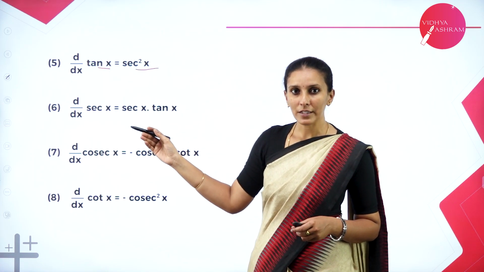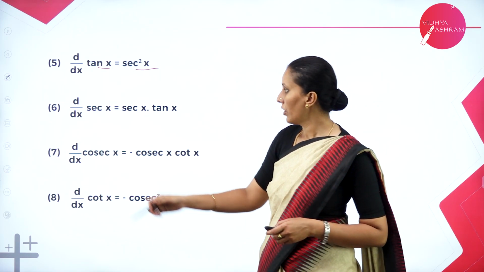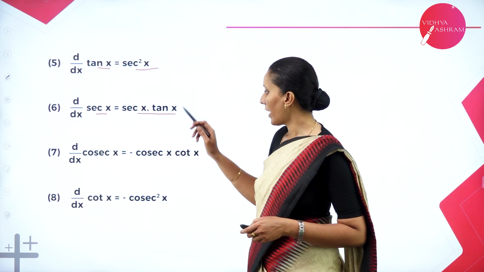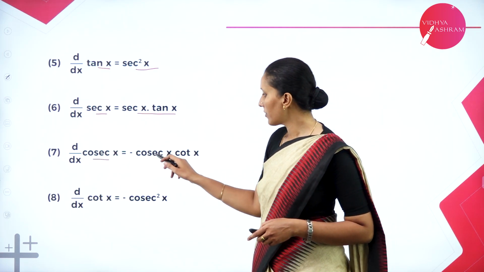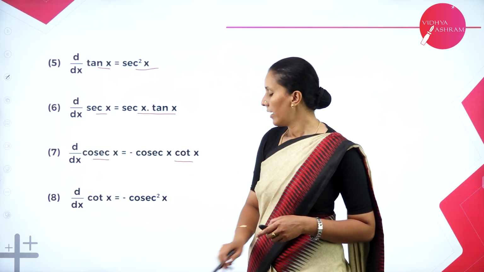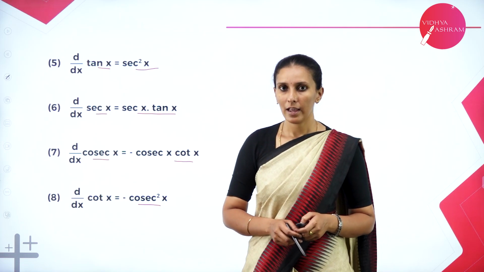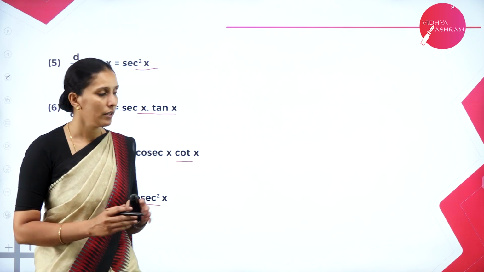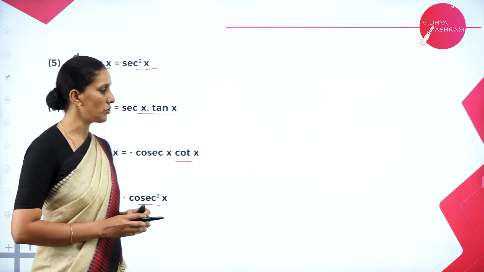Similarly, with the help of first principle of derivative, we have all the standard derivatives for the given functions. So, the derivative of secant x can be taken as secant x into tan x. Derivative of cosecant x can be taken as minus cosecant x into cot x. Derivative of cot x can be taken as minus cosecant square x. So, all these standard forms you have to learn. Basically, it helps while solving the derivatives of composite functions.